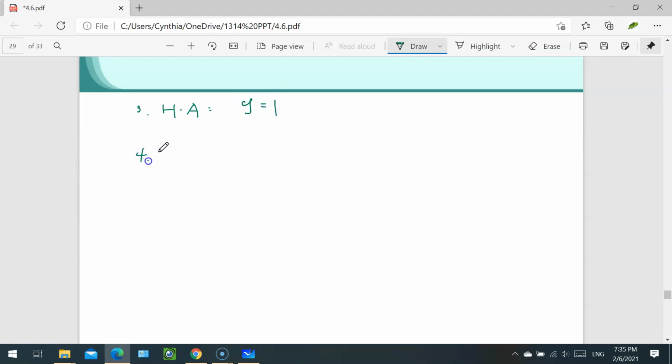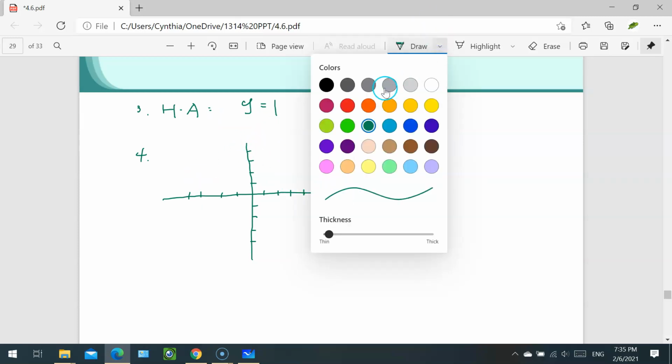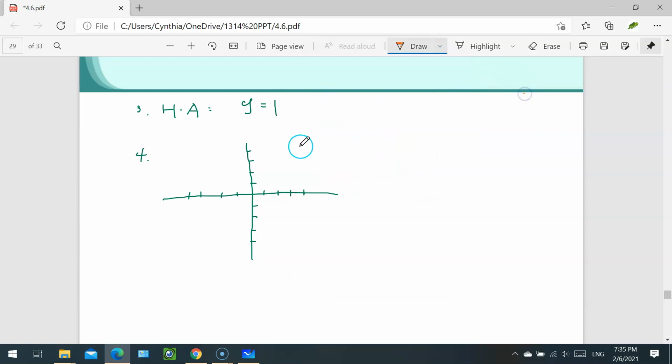So now we can sketch the graph by putting all the information together. I'm going to draw the horizontal asymptote at y equals 1. Okay, so now we have the horizontal asymptote at y equals 1. I'm going to draw the horizontal asymptote as a dotted line passing through y equals 1.